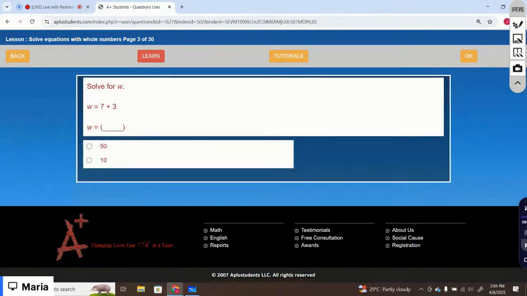For w, w equals 7 plus 3. So which is the correct option? You just have to add them because the variable is already isolated. You simply have to add them. So 7 plus 3 makes 10. Option number 2 is the correct option. That is 10.